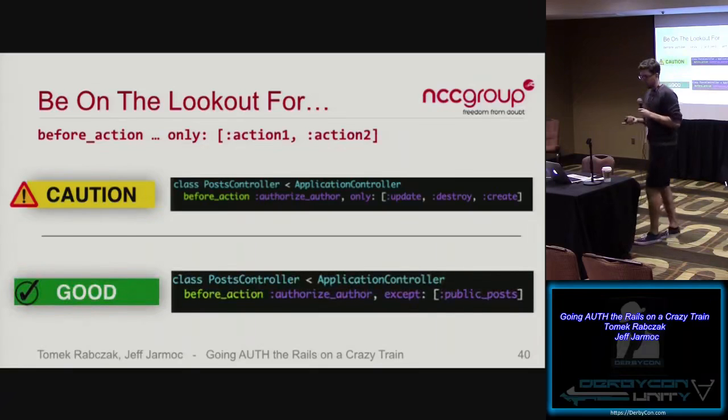So we tend to like more of a blacklist approach where you're saying run this authorize author before action on every single action of the post controller automatically, except for the ones provided. So in that same scenario, if the developer comes in and adds a new controller action, they have to explicitly add it to this list so that it doesn't get run.